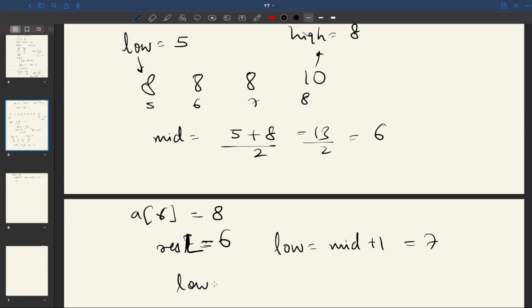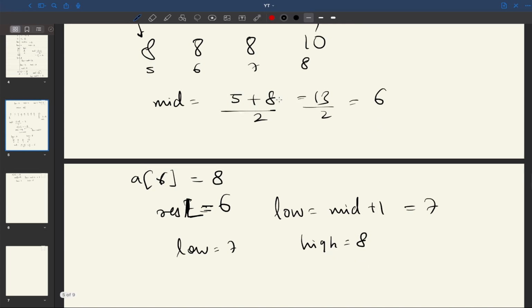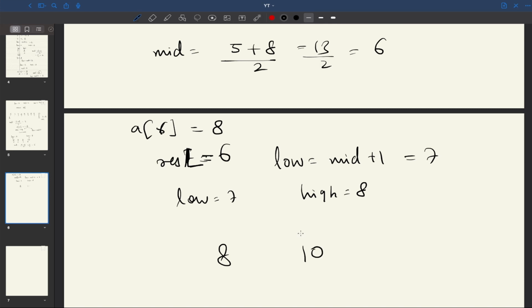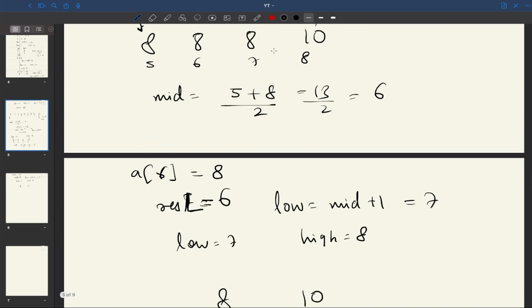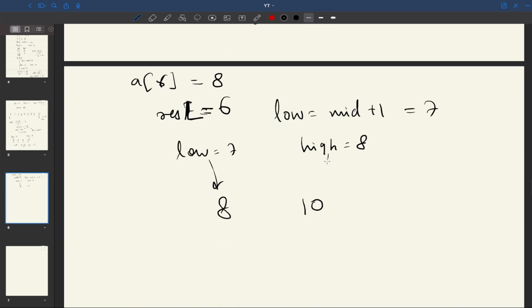So now low is pointing to 7 and your high is still pointing to 8. 7 to 8, your array looks like 8 and 10, right? I'm just copying these parts, 7 and 8. So this is my index in this. Again, find out the mid. What will your mid be? 7 plus 8 by 2. That is nothing but 15 by 2.